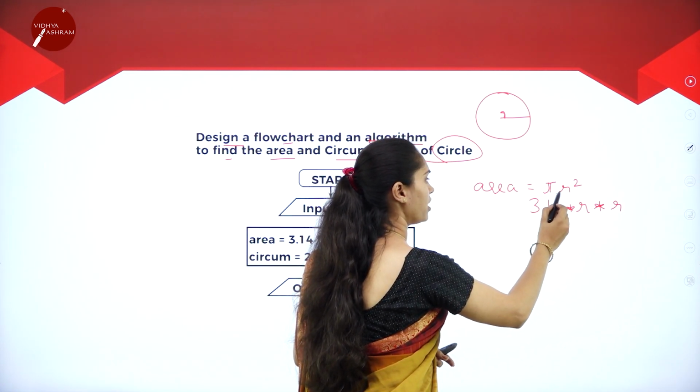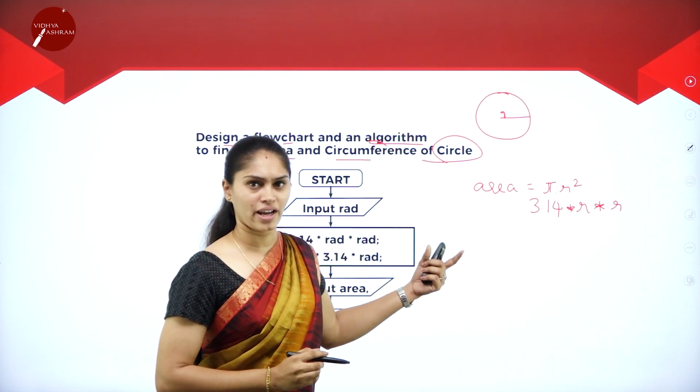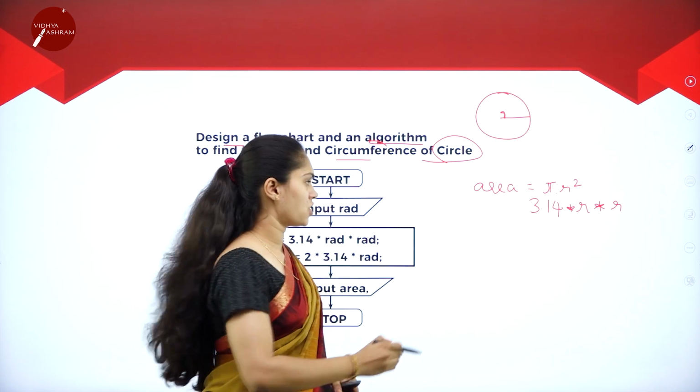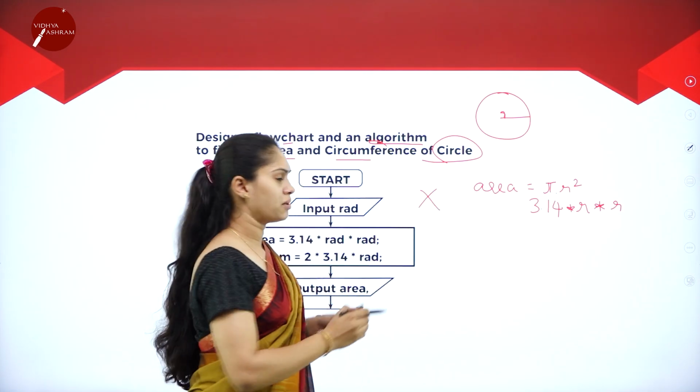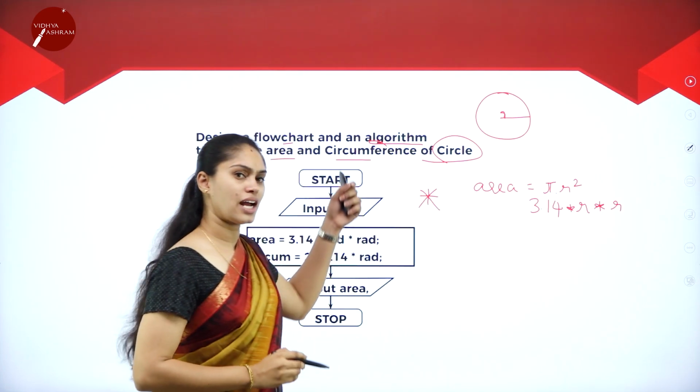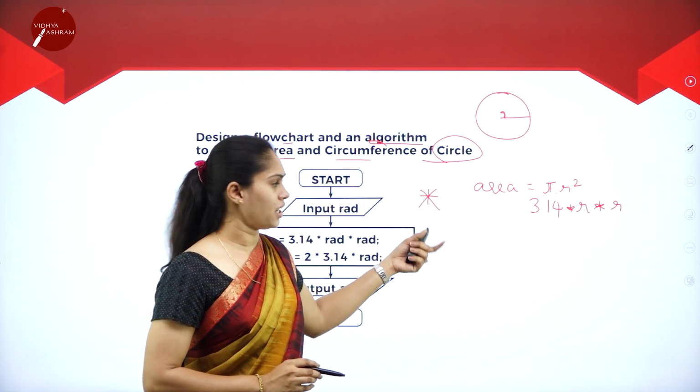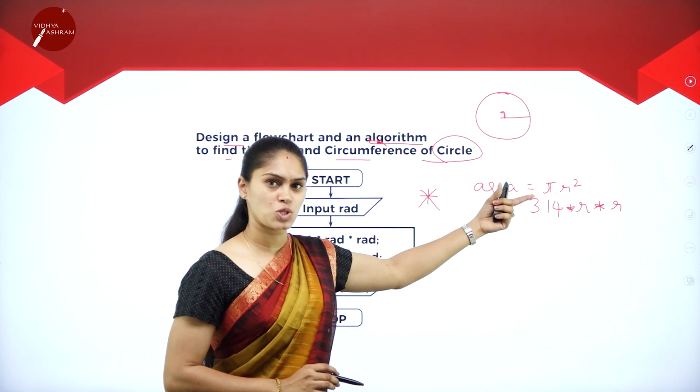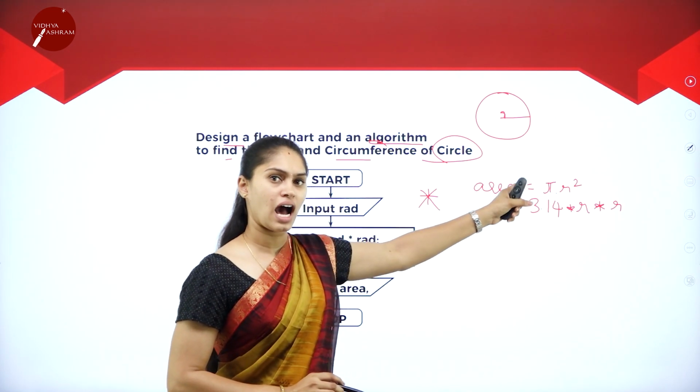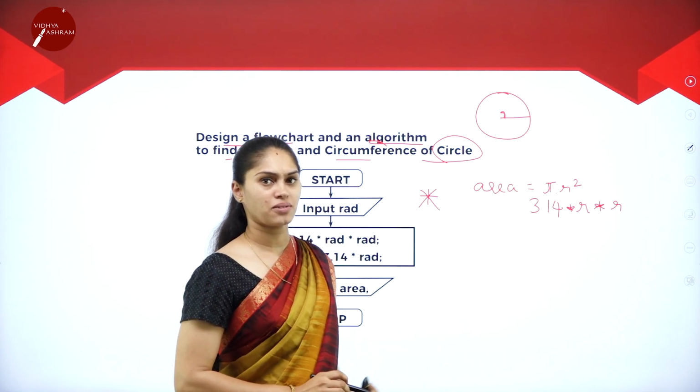Here we don't have anything in between, in the sense that it is a product. Product in the sense of multiplication. Don't take x, it must be a star, which indicates multiplication. Getting it? So here area is equal to pi r square. Pi is 3.14, and r square in the sense r into r.